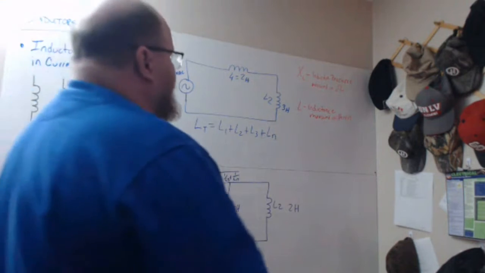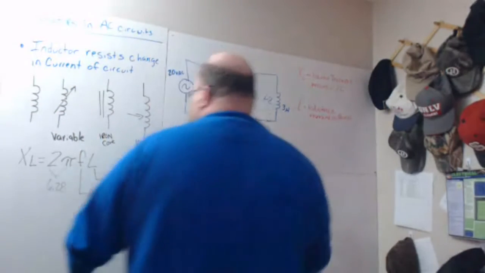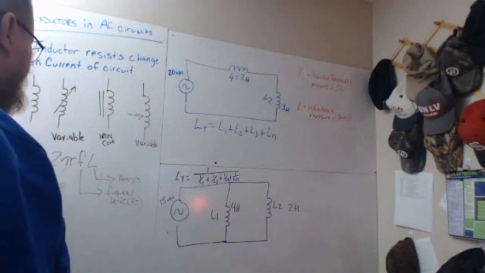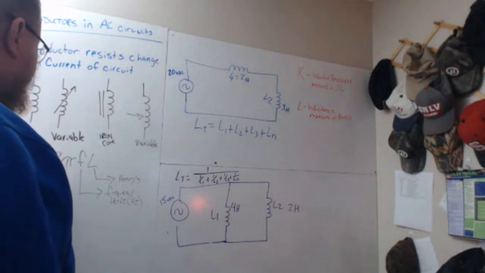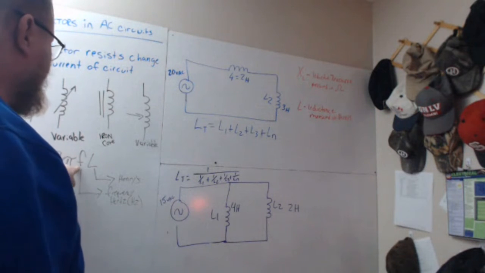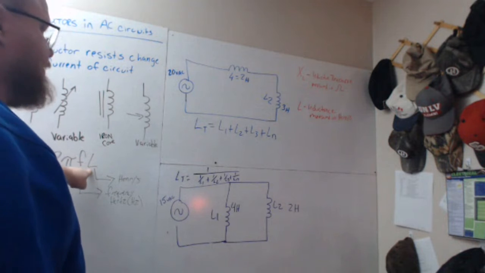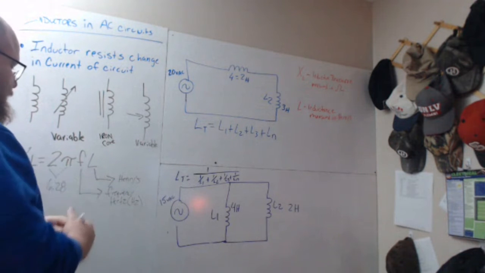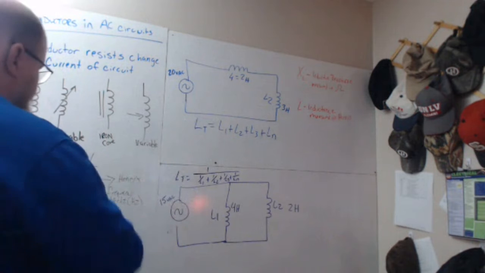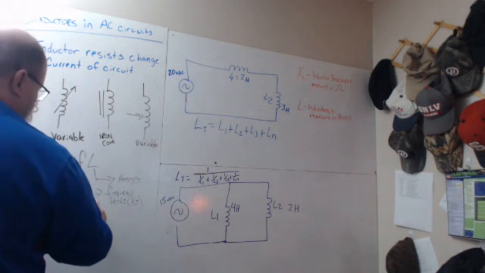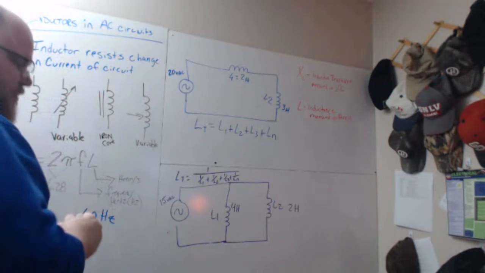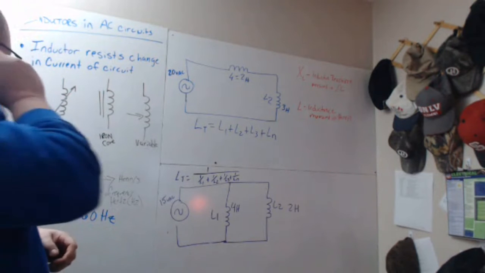Now, if I'm looking to find my inductive reactance, and I have my inductance, this is the formula: 2 pi times the frequency times the inductance. Inductance is measured in henries. Frequency is measured in hertz. In the US, frequency is 60 hertz. In most of Western Europe, it's 50 hertz.